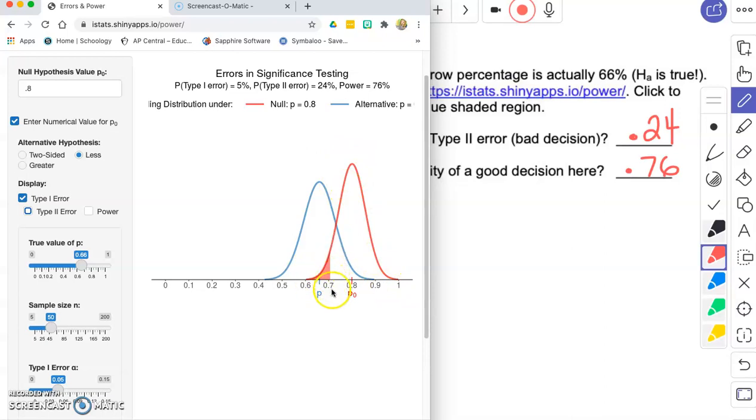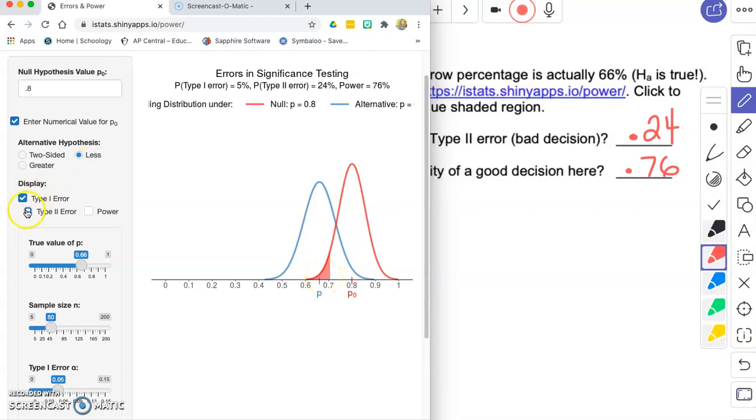This is anything below 0.05. Anything in here would be the area in which you reject the null hypothesis. Anything there would be considered statistically significant because it's within your rejection region.